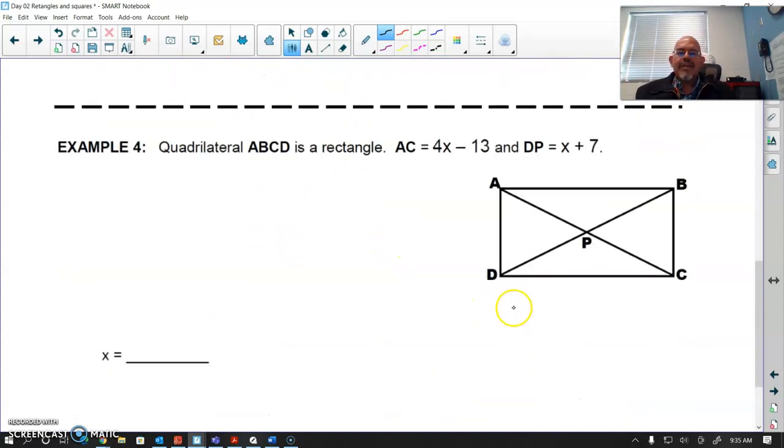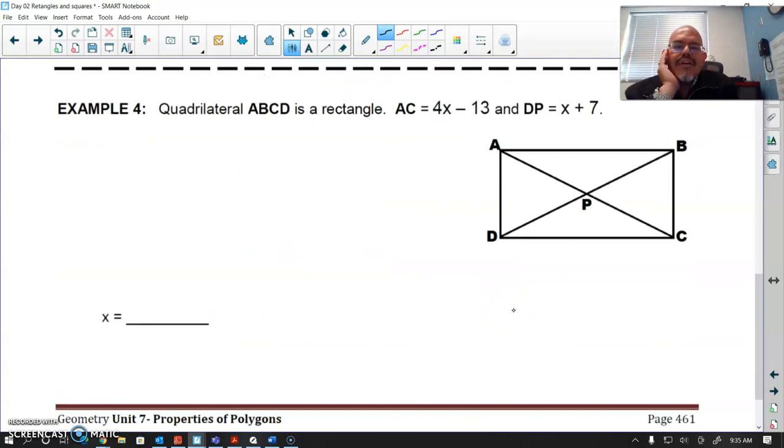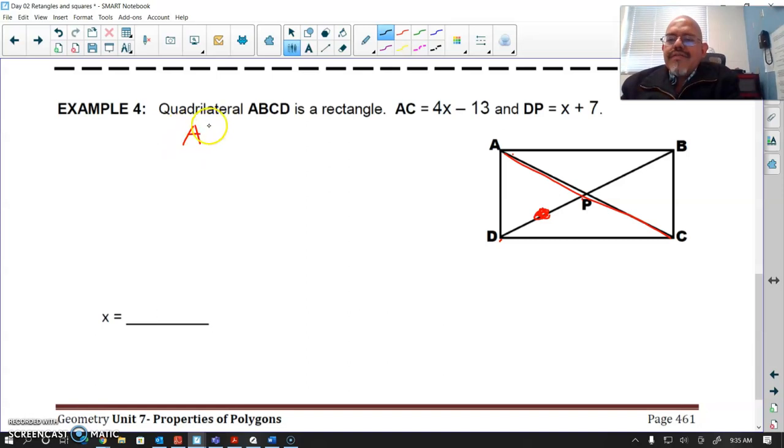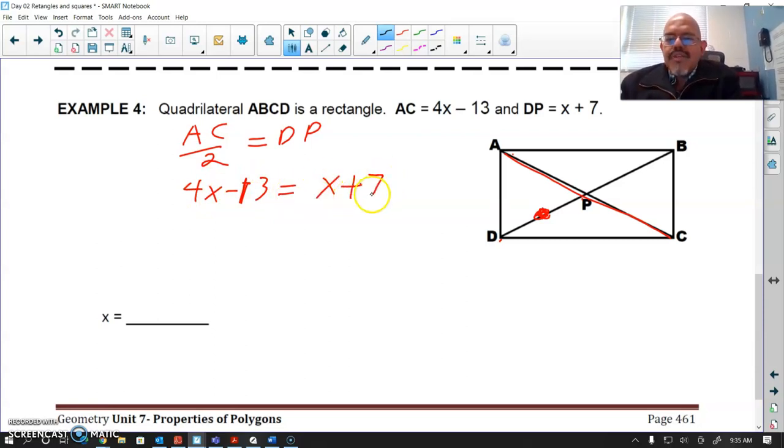Okay, so now we have the same thing. We have AC, which is this side right here. Then they give me DP, which is just this part right here. Now, of course, DP is half of AC because they are congruent and it cuts into equal parts. They're bisected. So AC divided by 2 is equal to what DP is. So we have 4x minus 13 is equal to x plus 7. Oops, I forgot something. I'm going to multiply both sides by 2.